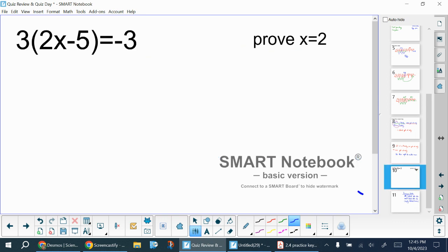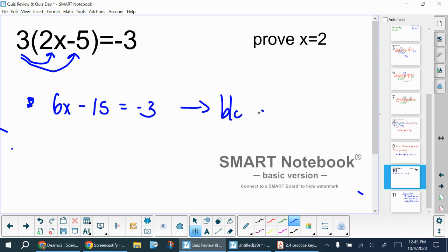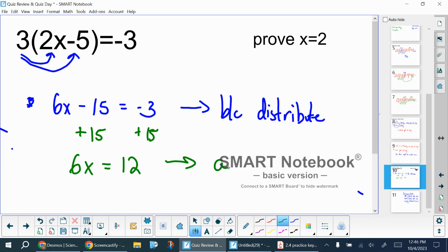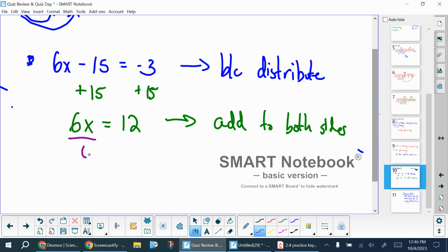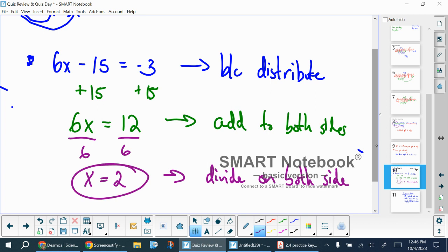But with those known truths, you can explain why this equation has a solution of x equals 2. So I'm going to go ahead and do that. My first step I would do here is I would use the distributive property. So because this statement is true, I know that this statement is true. And I know that because of the distributive property. Distribute. Then I could add 15 to both sides. And I would get the equation 6x equals 12. Because I add to both sides. And then I can divide by 6 on both sides, and I know that x equals 2, because I'm allowed to divide on both sides. And so I have just successfully proved that x equals 2.